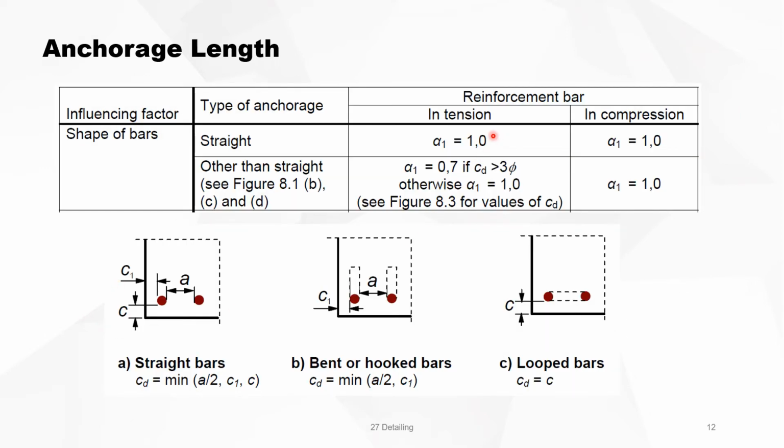This is now the coefficient alpha 1. You can have it in tension and in compression, and the influencing factor is the shape of the bar. So when the bar is straight, then alpha 1 is 1, and when the bar is different than straight, then alpha 1 is 0.7. And there's also a factor cd, and this factor cd is given in those drawings. You just have to apply it.